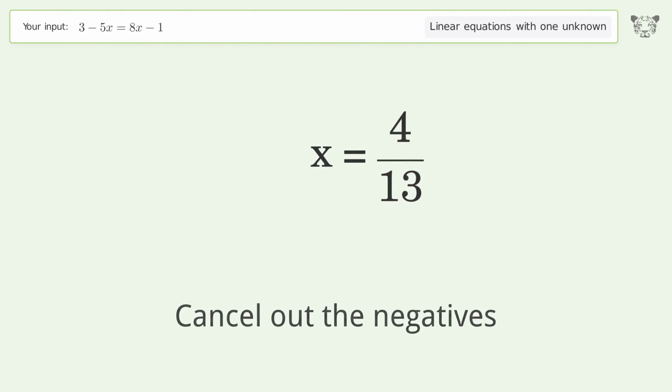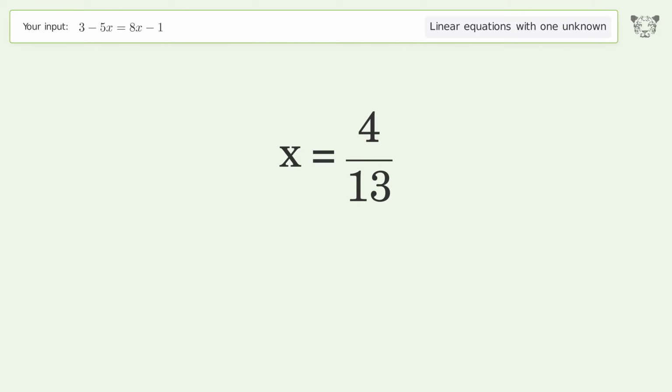And so the final result is x equals 4/13.